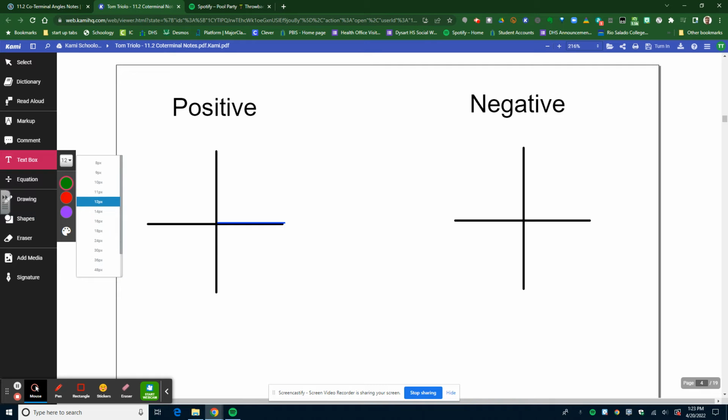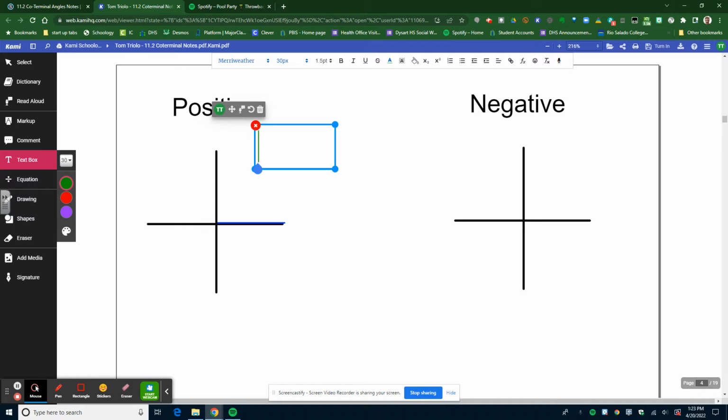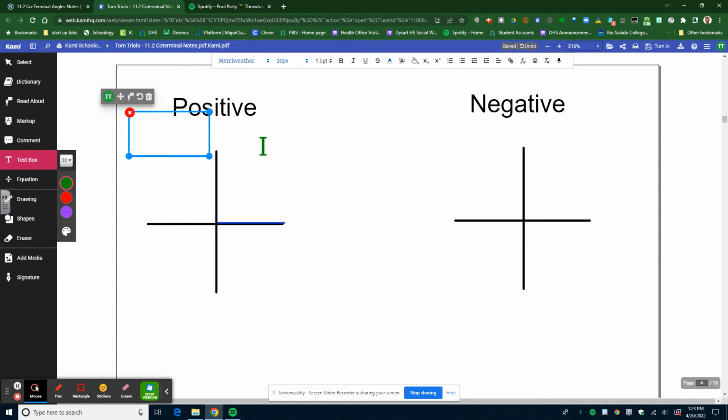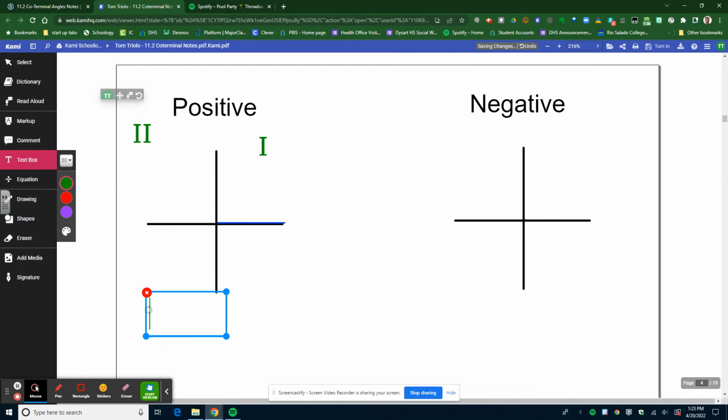Let's make this a larger text box. Let's go big. So, is that my fourth quadrant? No, that's my first, and we use Roman numeral number 1. Do I go this way? Clockwise or counterclockwise? Counterclockwise. So that is 2. This is 3.